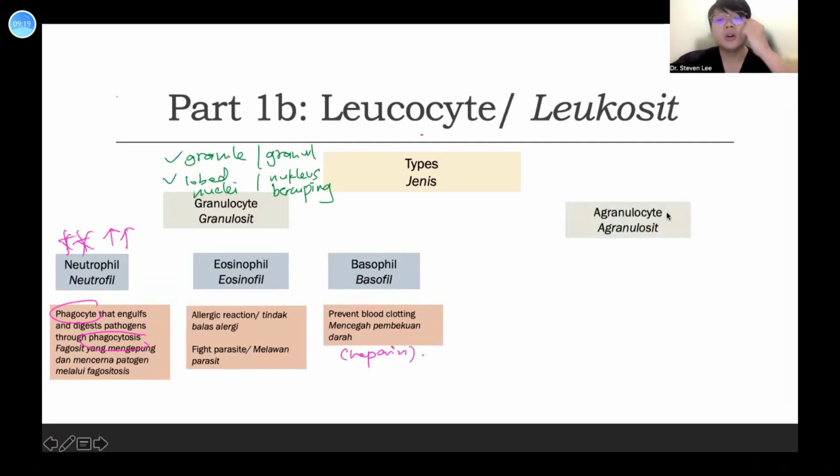Okay. So on the other hand, kita ada agranulocyte. So apakah agranulocyte? Agranulocyte maksudnya, whenever in biology, you tengok ada A, maksudnya tidak. Okay? So it's the totally opposite of granulocyte. Maksudnya dia tak ada granule dan dia tak ada loop nuclei. On the other hand, it means the nucleus is a normal nucleus. Dia punya nucleus macam nucleus biasa.